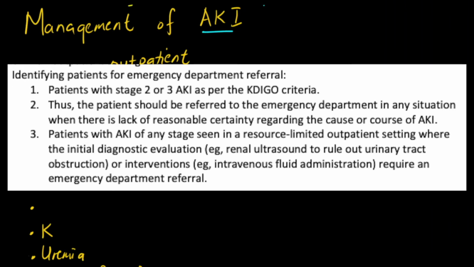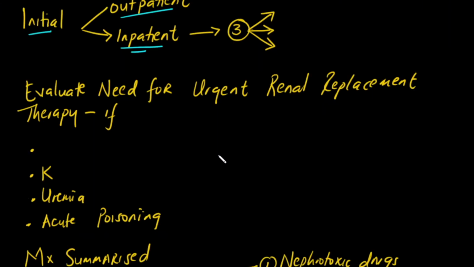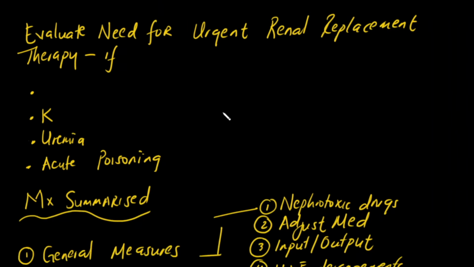Okay, any patient that is in the emergency department but you lack reasonable certainty regarding the cause or the course of how the disease plays out, you need to make sure that the patient is referred. And finally, number 3, if you are in a resource limited setting, okay, where your initial diagnostic evaluation, whether you're doing now an ultrasound to rule out urinary tract obstruction, or your interventions like IV fluids are not so readily available, you need to refer the patient for departmental referral.